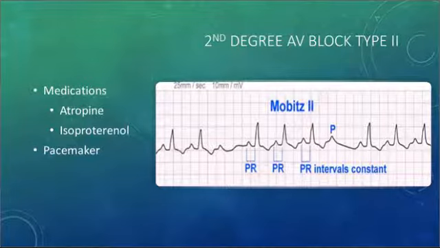Second degree, type 2. You have no warning. You have a normal PR, and all of a sudden you have a P wave with no QRS. Normal PR, normal PR, normal PR, P wave, no QRS. There is no warning. You have drops with no warning, which will progress to a third degree heart block. You want to treat it with atropine or isoprel, and you want to prepare for a pacemaker.